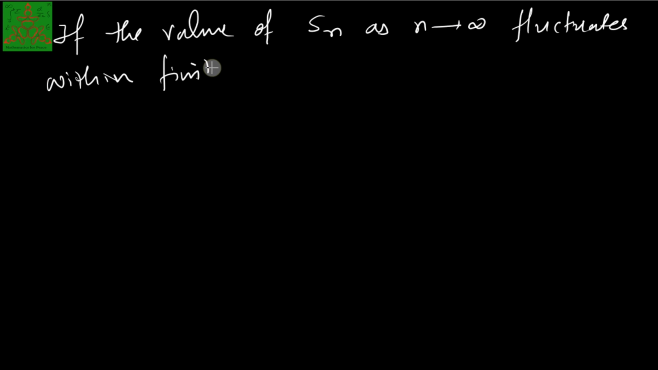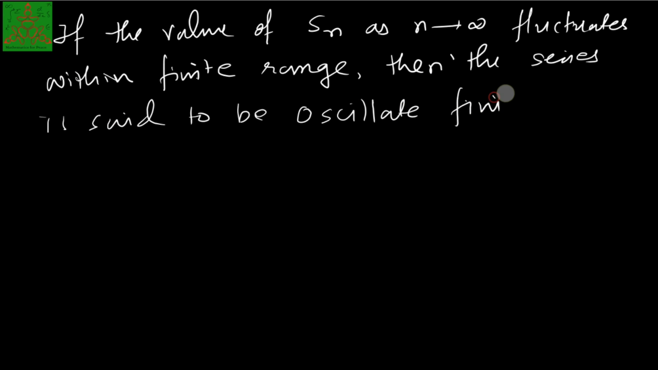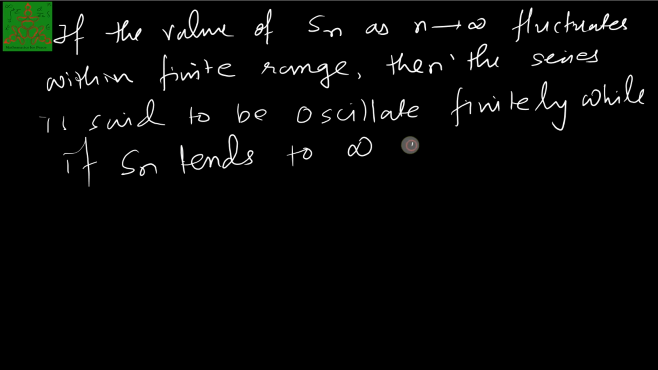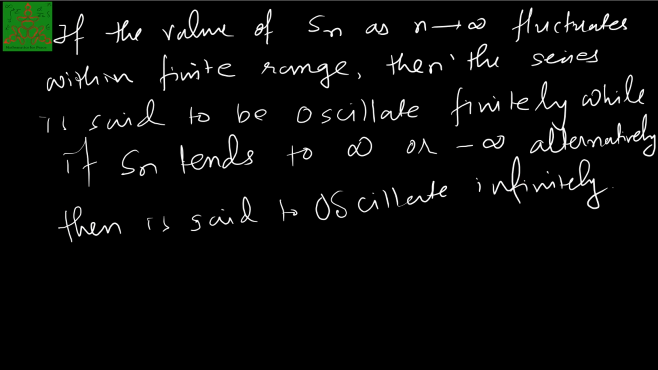If the value of Sn as n tends to infinity fluctuates within a finite range, then the series is said to be an oscillating series, an oscillating finite series. While if Sn tends to plus infinity or minus infinity alternately, then it is said to oscillate infinitely. So that is the definition of oscillating finitely and oscillating infinitely.